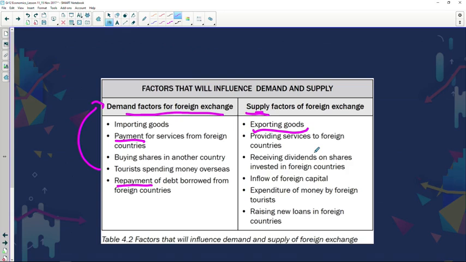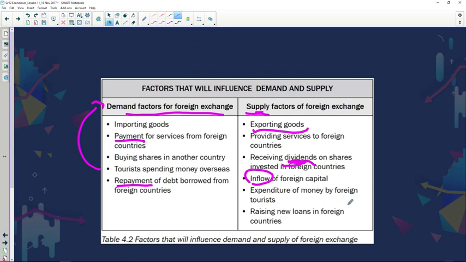Receiving dividends on shares invested in the foreign countries. So dividends is income. So now the share price has performed well, so we are now receiving income from those countries because our share price is doing well. So now if they need to pay us, they need to then pay us in our currency, because dividends is a form of income. Inflow of foreign capital, so that will also create a demand for supply in terms of foreign exchange when we have inflow in terms of foreign capital.